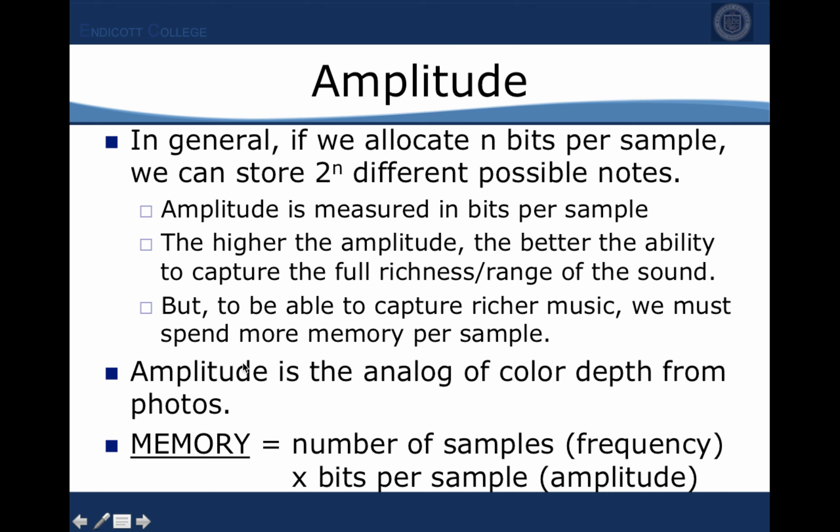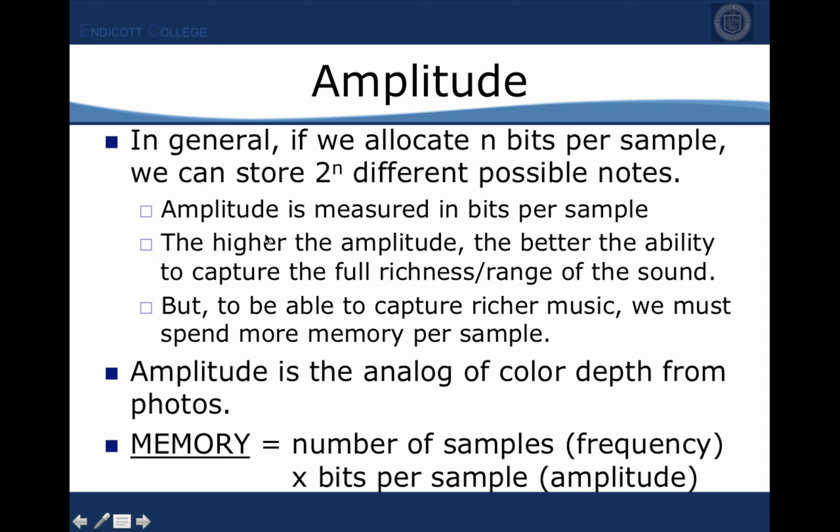Amplitude, in case it wasn't clear, is exactly the analog of the color depth that we talked about with images and photos. Color depth, which was bits per pixel, basically said how many colors are in your palette. How many colors can you use to color this picture in? More colors, richer image. Same thing with amplitude. Higher amplitude, more bits per sample, is going to lead to a richer palette, a richer assortment of sounds, and that's going to better represent the real world.